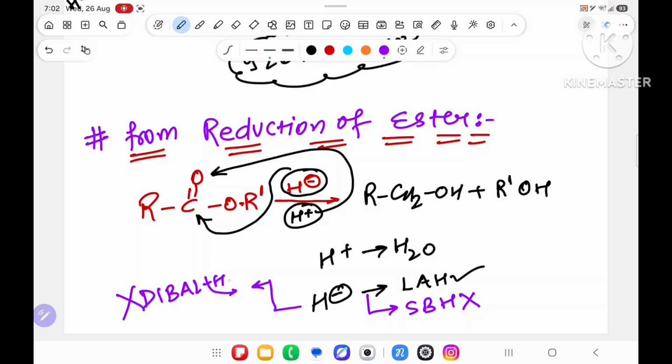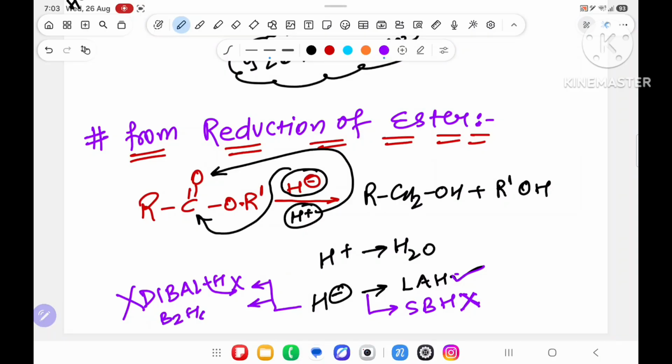I will write the mechanism also. Don't worry. It is also not there. Why, sir? One hydrogen it will give, no? But it requires two hydrogens. Just wait. LAH, okay, for reduction of ester. NaBH4, no, because for ester it is not applicable. Double H is applicable on ester, but it is also no. Why no? I will dictate.